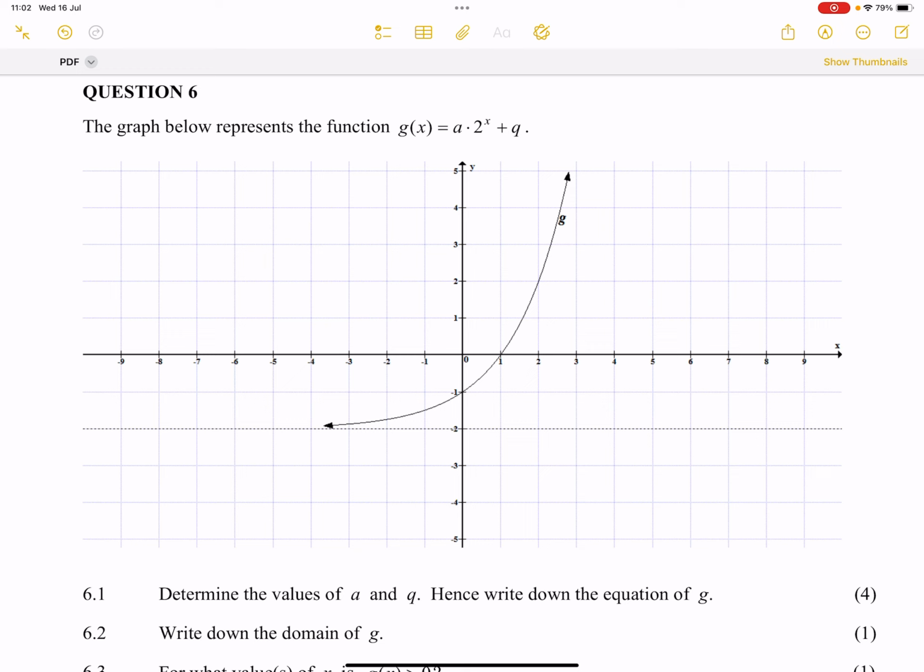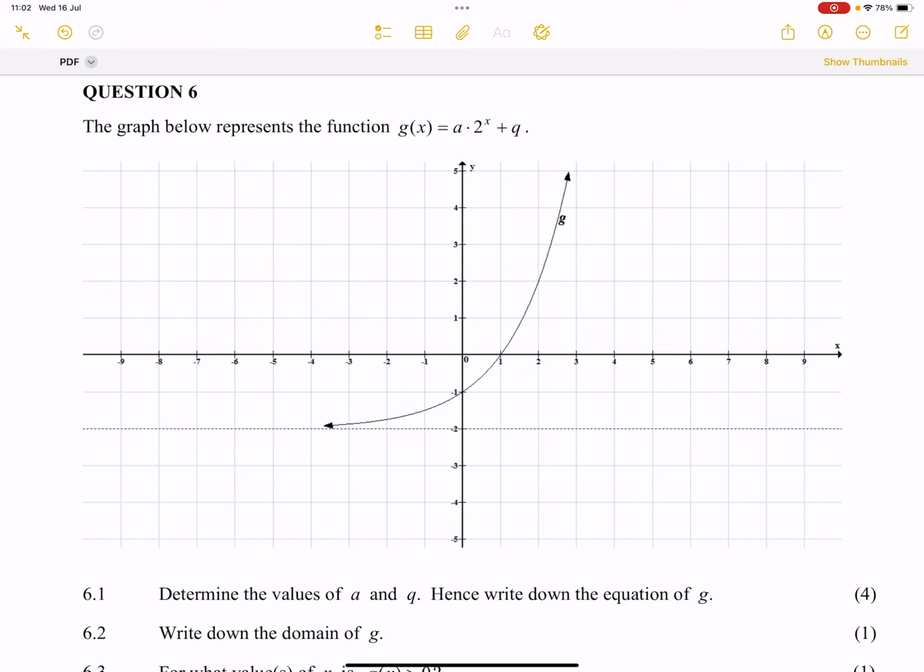Right, we're looking at this function right now. Okay, so this is definitely the exponential graph. They say the graph below represents the function g of x, which is a multiplied by 2 exponent x plus q. Now, they say to us determine the values of a and q, hence write down the equation of g. Now, let's start.